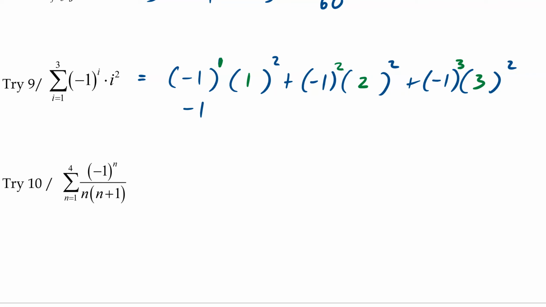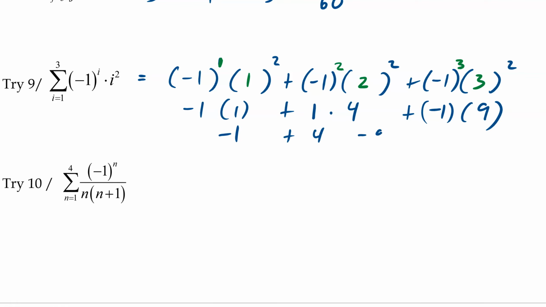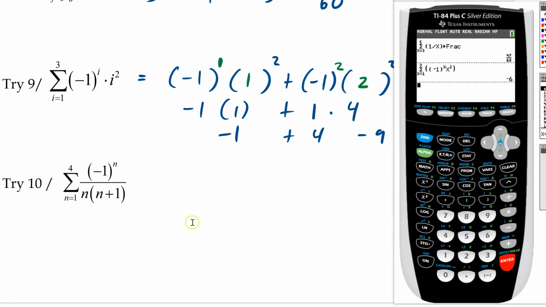We get negative 1 times 1 plus positive 1 times 4 plus negative 1 times 9. So putting that together, we get negative 1 plus 4 minus 9, and there's our alternating. So this would give us negative 6. And checking in our calculator, negative 6.